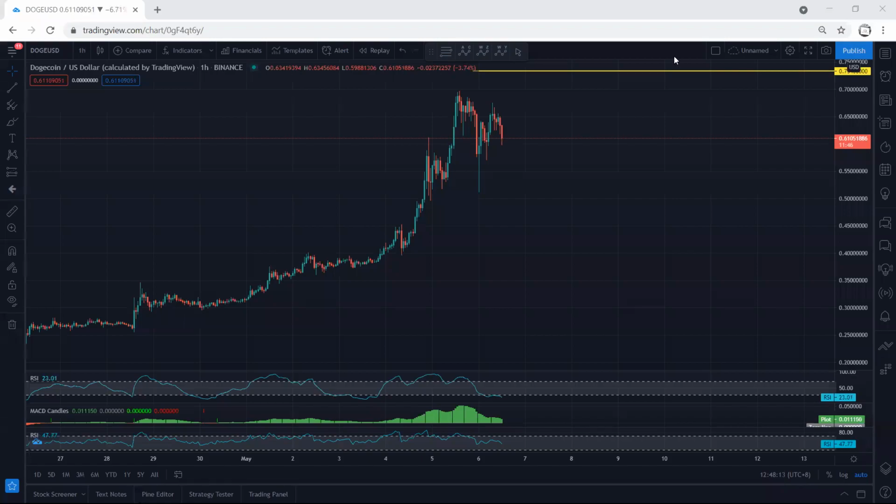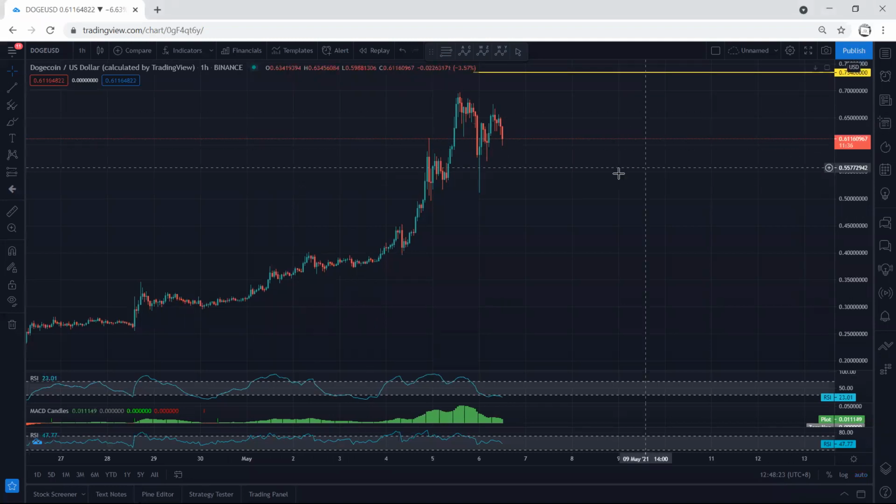We start with the 1 hour chart. We want to analyze the chart based on Binance, right? Because we know Binance and Bitget BTC have different prices. They show different prices. And first of all, we start with the 1 hour chart.